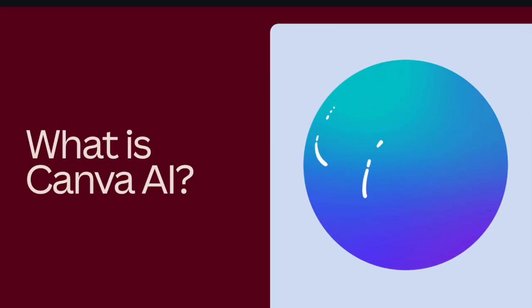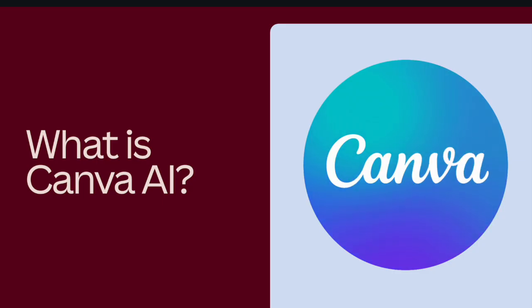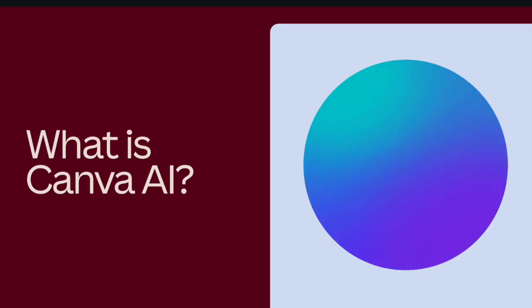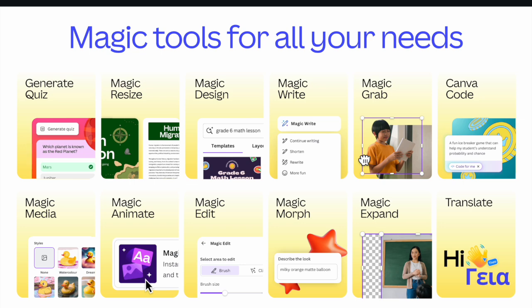So Canva AI is what Canva like to call their magic, and the AI is what drives the magic tools within Canva. Here are some examples of the Canva Magic tools. We have things like generating quizzes, Magic Resize to resize documents, Magic Design that will generate designs for you, including presentations, Magic Write that'll generate text for you within a document.